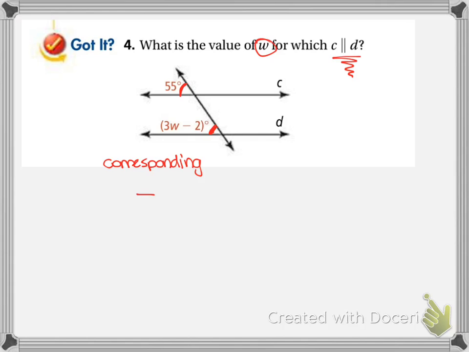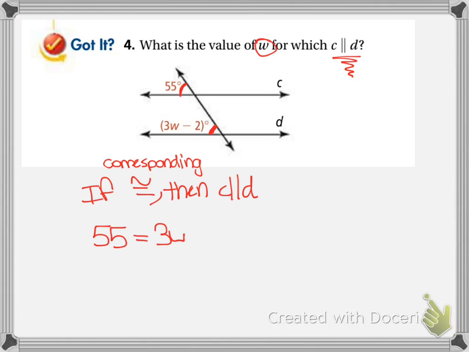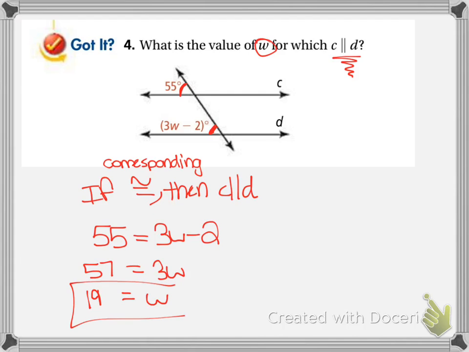So if those are congruent, then we know that C is parallel to D. So we need 55 to equal 3W minus 2. If those equal one another, then I know that those lines are parallel. So now we have an algebra equation which we can solve. So 3W equals 57. So W equals 19. So when W is 19, C is parallel to D. At no other value of W are those two lines going to be parallel, only at W equals 19.